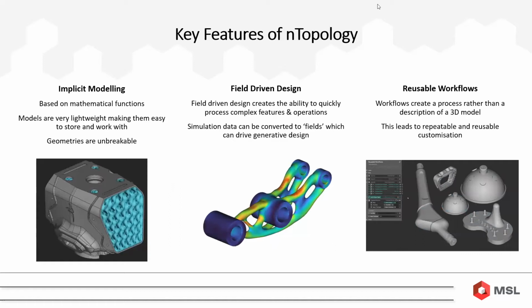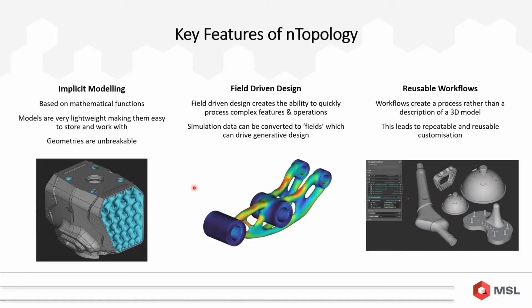So implicit modeling is based on mathematical functions. Models are very lightweight, making them easy to store and work with, and the geometries are unbreakable. We can see here a real-time example of just how quickly we can manipulate and change a gyroid structure within a part. Field-driven design creates the ability to quickly process complex features and operations, and simulation data can be converted into fields, which can drive generative design.